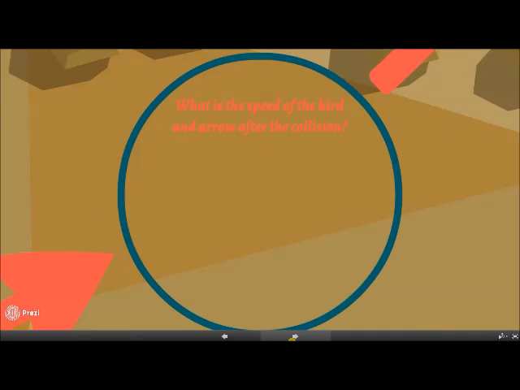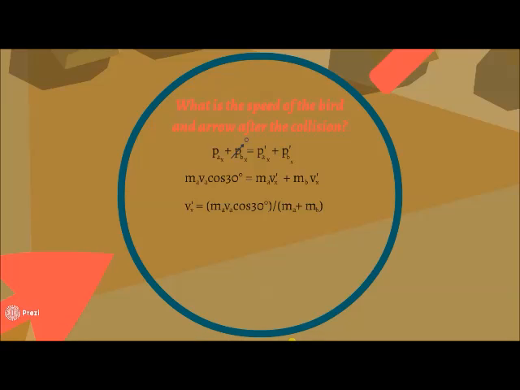What is the speed of the bird and the arrow after the collision? Due to the law of conservation of momentum, the total horizontal momentum is conserved. Momentum is equal to mass times speed. As this is an inelastic collision, the speed after the collision is the same for both the arrow and the bird. Solve for the horizontal speed of the bird and arrow after the collision. Sub in the known values and simplify. This gives you a speed of 6.93 meters per second forward.